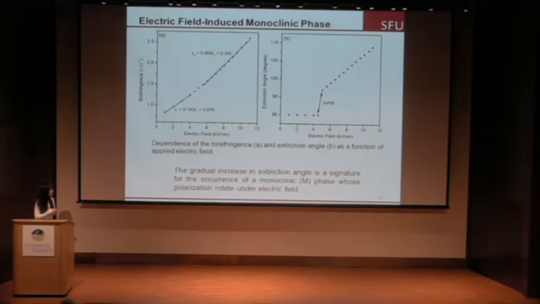Usually, a change in the extinction angle means there's a new phase induced. And the extinction angle of this phase increases as the electric field increases. That is a signature of the monoclinic phase. So by applying electric field, we induce the monoclinic phase in the tetragonal nanodomain region.